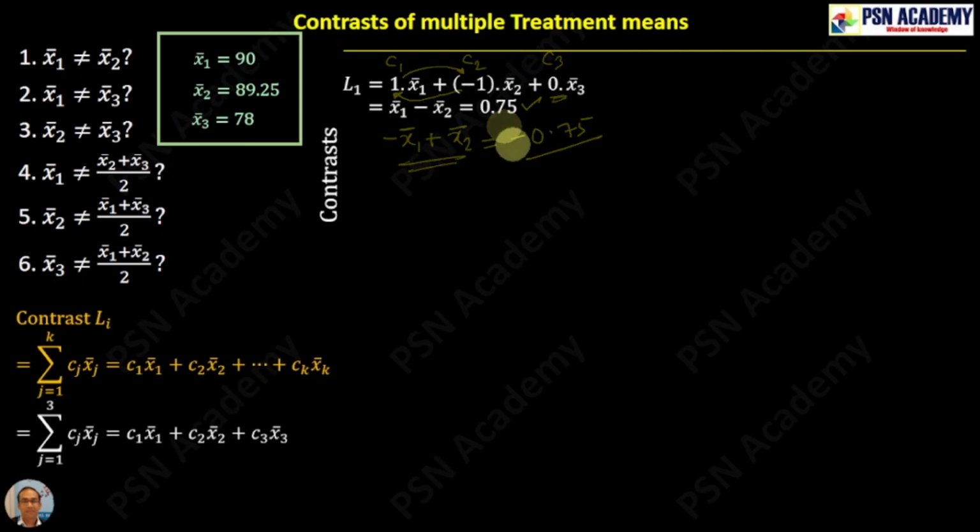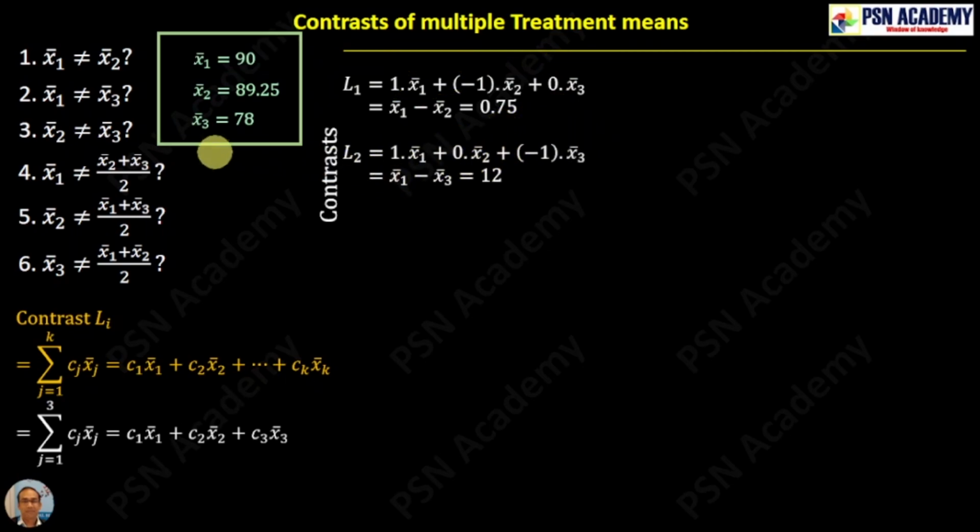Clear? So for L2, the second one, x1 bar and x3 bar, you can clearly see that x2 bar is not involved. So x2 bar has been given 0 as the weight. And here randomly 1 has been given and minus 1 has been given over here. So you can swap it and you will get a 12. Right? Similarly, for the third one, we'll be going like this. And see the fourth one now.